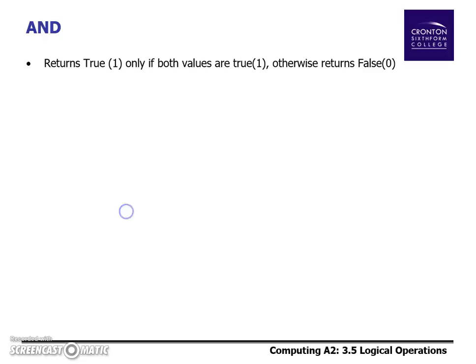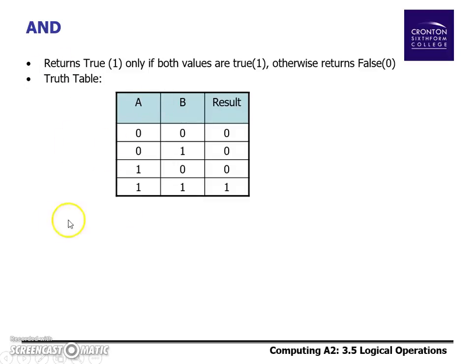If we have the AND operation, it returns a 1, so true, if both values are true. Otherwise, it returns false. If we have a look at a truth table here, we always have an A, a B, and then the result. So 0 AND 0 is 0, 0 AND 1 is 0, 1 AND 0 is 0, and 1 AND 1 is 1, because it has to be true and true for it to be true.